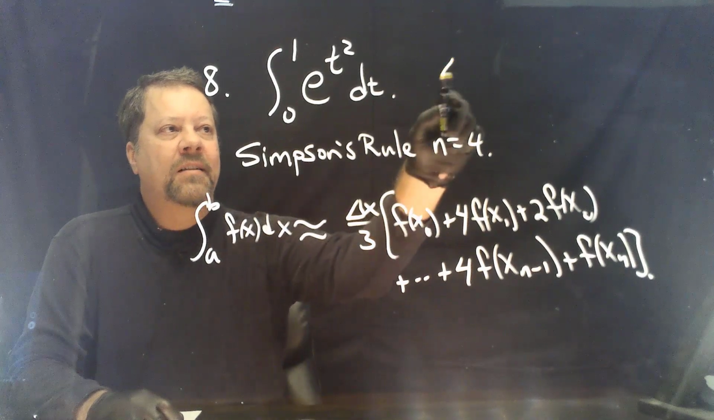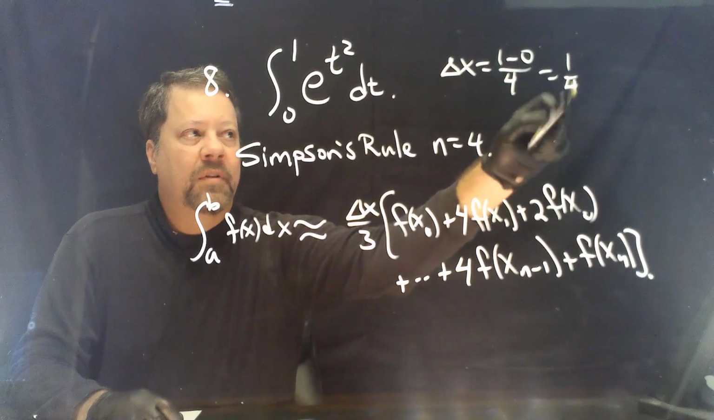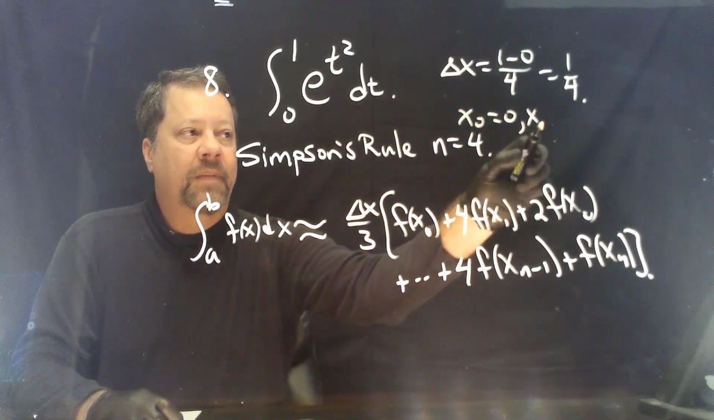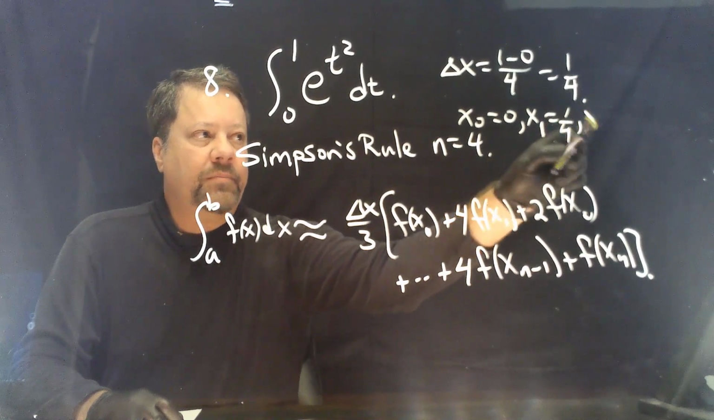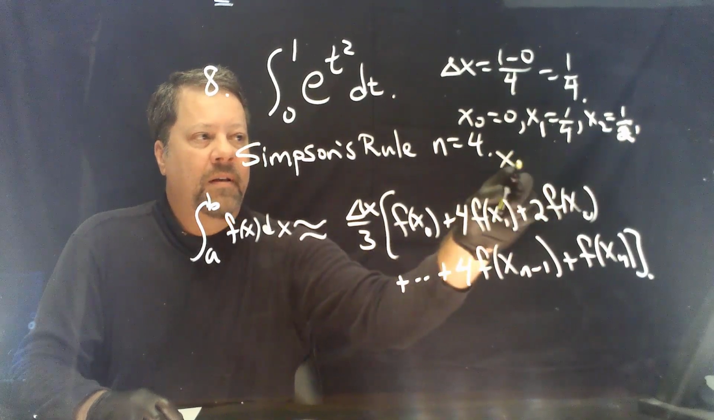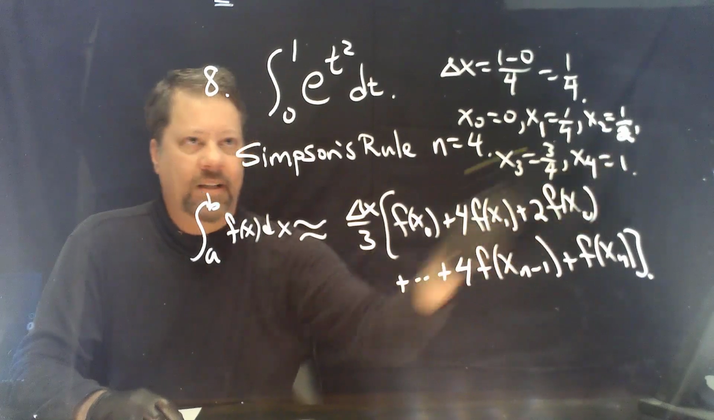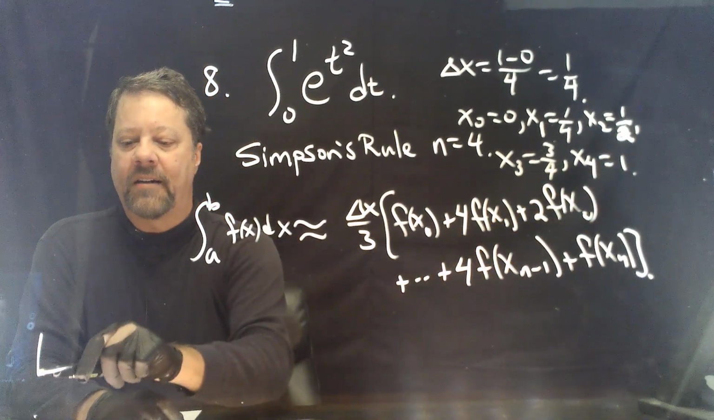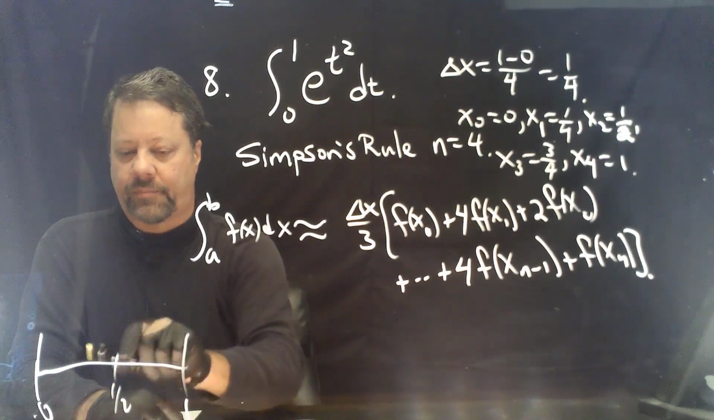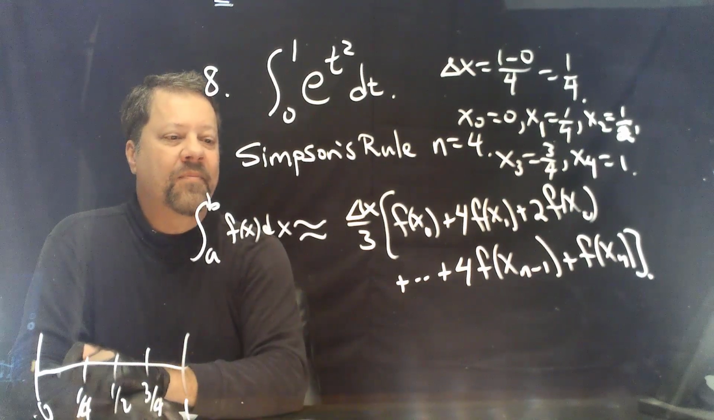So for us, delta x is going to be 1 minus 0 divided by 4. And the partition points will be 0, x1 will be a fourth, x2 will be a half, x3 is 3/4, and x4 is 1, so that we're dividing our interval 0 to 1 into 4 pieces, like this.